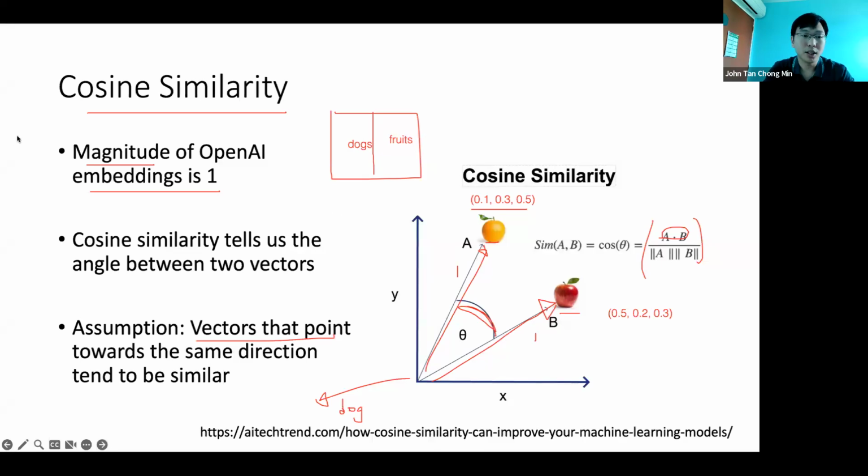Now I give you an object. I give you a paper, or maybe a printer. You know that your embedding space right now has dogs on the left and fruits on the right. Anyone can tell me where you will place the printer? Where would the printer go in this embedding space? If your left side is dogs and the right side you classify as fruits, where will you place the printer?